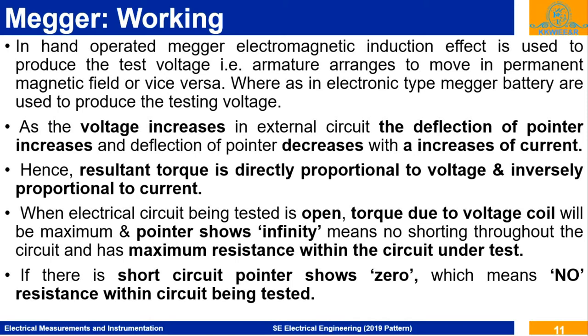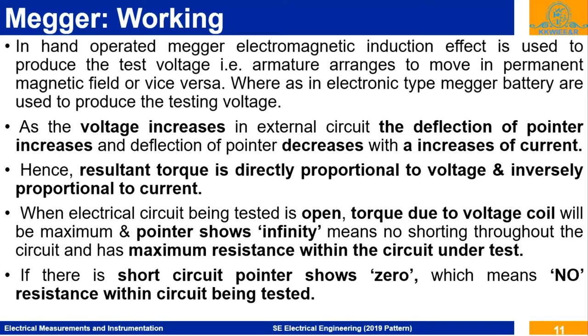Whereas in electronic type Megger, batteries are used to produce the test voltage. As the voltage increases in the external circuit, the deflection of the pointer increases, and the deflection of the pointer decreases with an increase of current. Hence, the resultant torque is directly proportional to the voltage and inversely proportional to the current. When the electrical circuit being tested is open, the torque due to the voltage coil will be maximum and the pointer shows infinity, meaning no shorting through the circuit and a maximum resistance within the circuit under test.